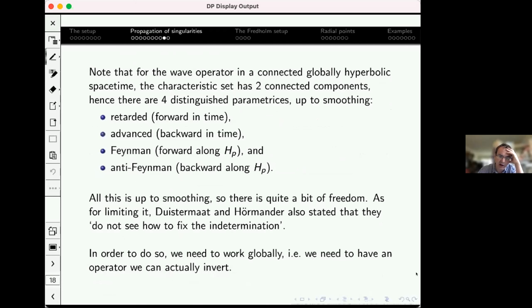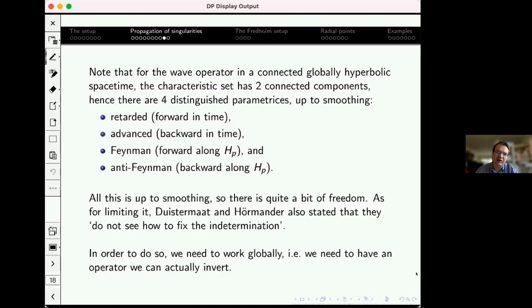So going back to the statement. For the wave operator in a globally hyperbolic connected space-time, you have 2 connected components of the characteristic set, like the light cone that over each point has its 2 halves. And then there are 4 choices up to smoothing: retarded, advanced, Feynman, and anti-Feynman. And all this is up to smoothing. You are on a non-compact manifold, so there's quite a lot of freedom. I mean, smooth is strong on a compact manifold, smooth relative to distribution. It's very strong on a compact manifold, but it's very weak on a non-compact manifold. There's a big infinity there, who knows what happens.